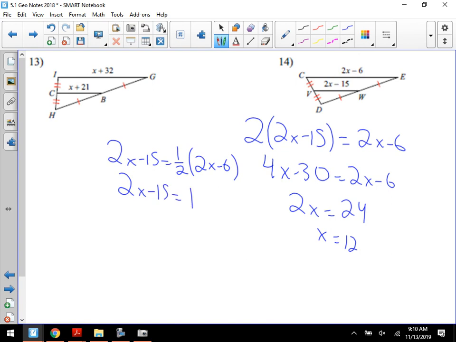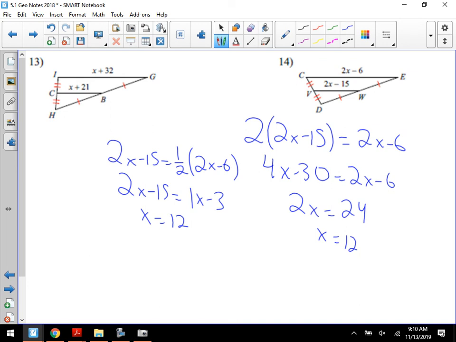What's half of 6? So subtract 1, add 15. It works the same. It's just that I normally don't take half of the one side unless both numbers are even. So if you stick with the idea of doubling the mid-segment to equal the side it doesn't touch, you'll probably be okay. All right? You should probably be okay.